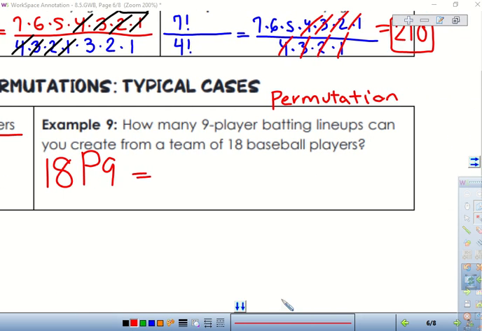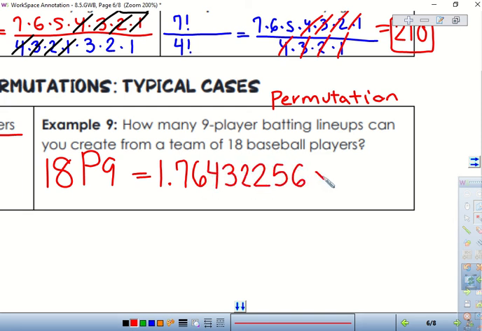Second, 9, equals, and you're going to get a really large number, 1.7643225 times 10 to the 10th. Have you seen it written in exponential form before when the calculator gives you a big number? It can't fit.